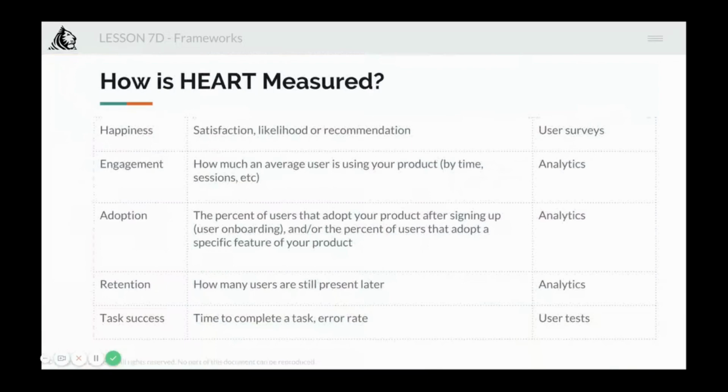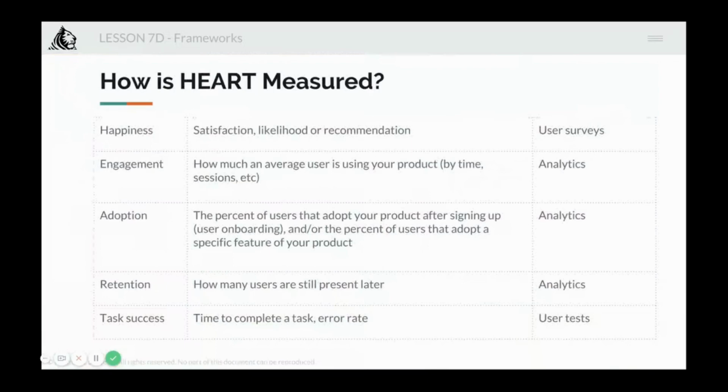E stands for engagement. How engaged are the users? How frequently do they use your product? You rely on a data analytics suite like Google Analytics to discover this, for example, visits per session, searches per session, and so on. A stands for adoption, the percent of users who adopt your product after signing up. That is user onboarding and then use of the product or a feature, which is feature adoption. You measure this also via analytics. R stands for retention, that is the percent of users who came back after the first session to use the product. You measure this also via analytics.